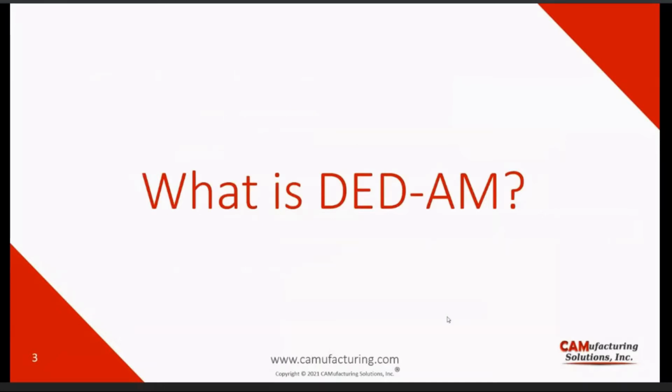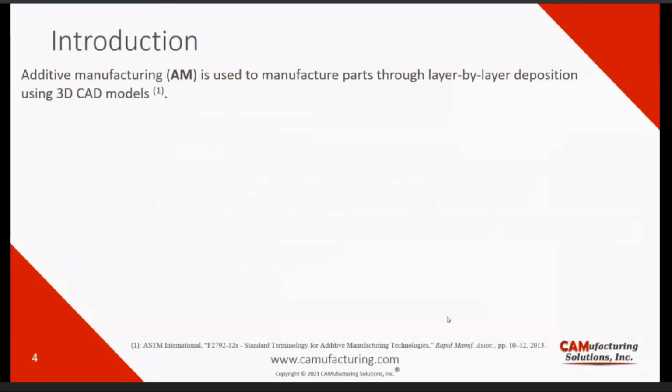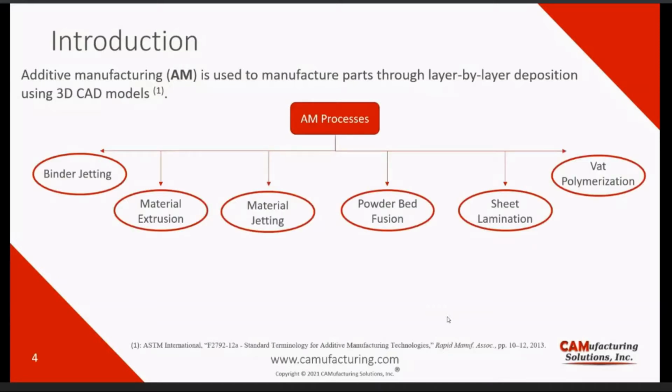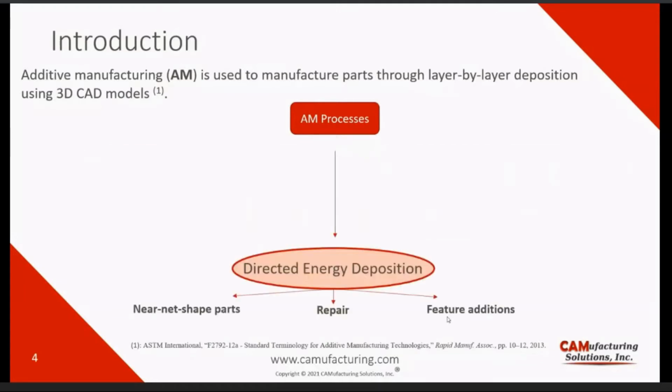So what is directed energy deposition in additive manufacturing? First off, introducing additive manufacturing as defined by ASTM. It is a process that is used to manufacture parts through layer by layer deposition using 3D CAD models. And AM has 7 main categories: binder jetting, material extrusion, material jetting, powder bed fusion, sheet lamination, vat polymerization, and last but not least, directed energy deposition. And directed energy deposition is typically used for near net shape parts, for repair parts, and for feature additions.